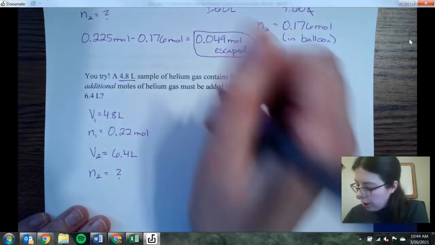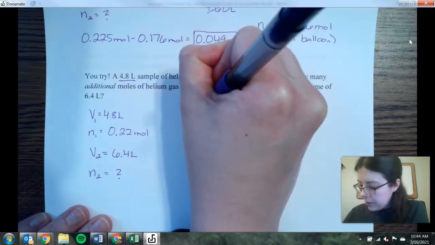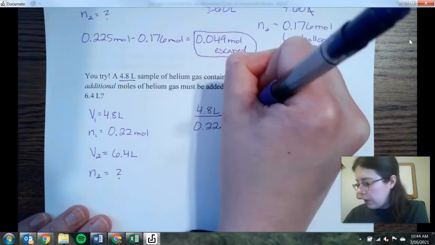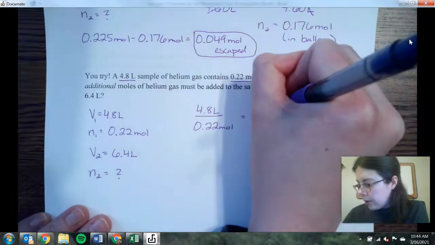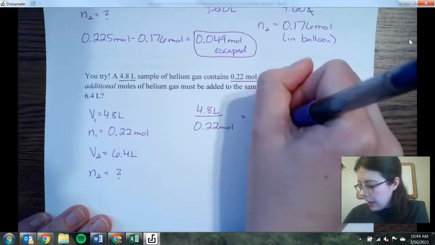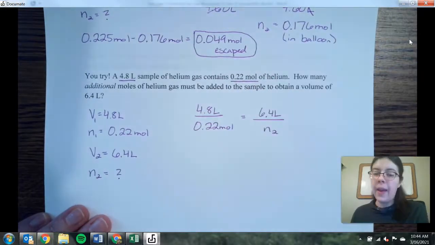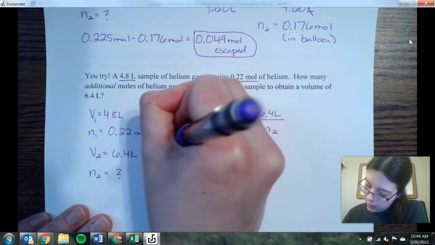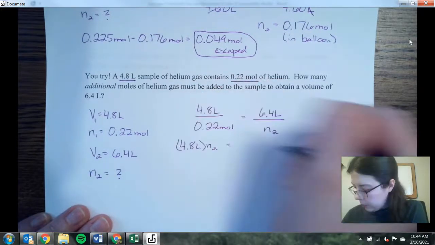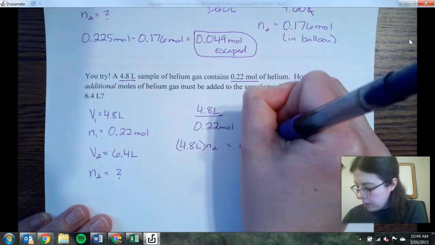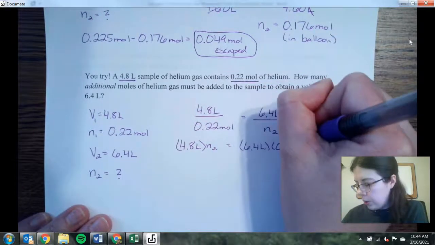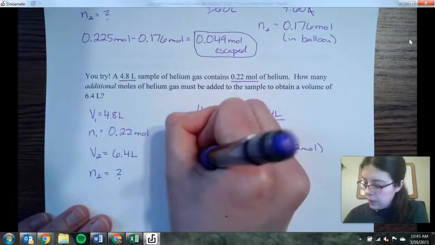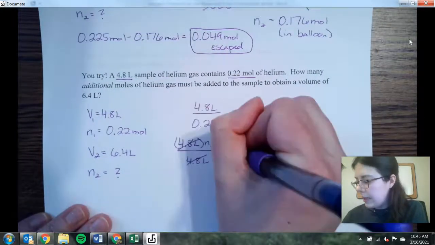Okay, so if we go ahead and set up our equation, we have 4.8 liters divided by 0.22 moles is equal to 6.4 liters divided by N2. And again, we're going to cross multiply and divide to get the N2 by itself. So we have 4.8 liters times N2 is equal to 6.4 liters times 0.22 moles. And then we're going to divide both sides by the 4.8 liters to get the N2 by itself.